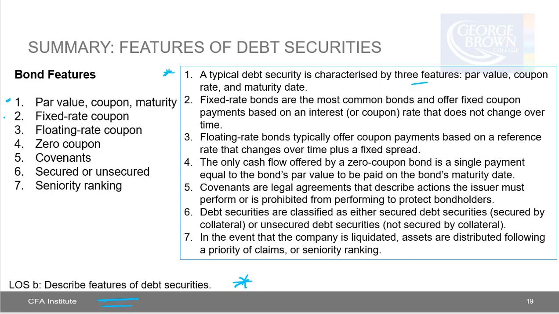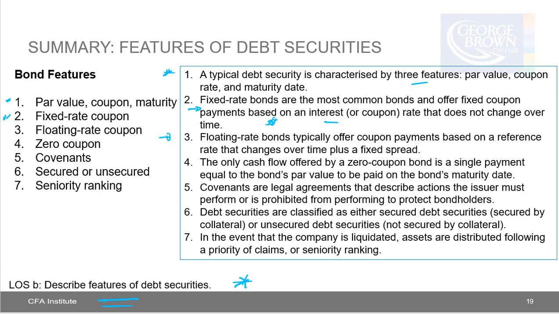Second, we looked at fixed rate coupons. That was the Walt Disney bonds example that we looked at. Fixed rate bonds are the most common bonds and offer fixed coupon payments based on an interest or coupon rate that does not change over time. So that coupon payment doesn't change, and that payment is the coupon rate times the par value.